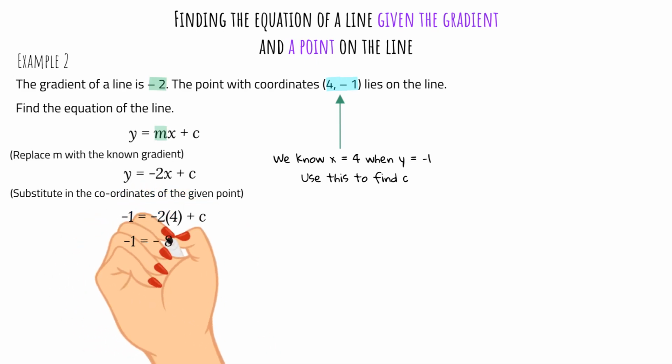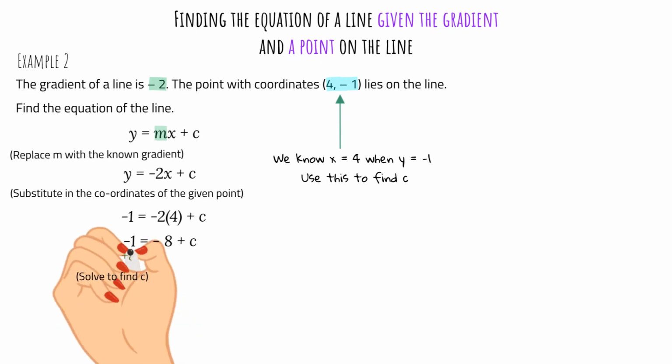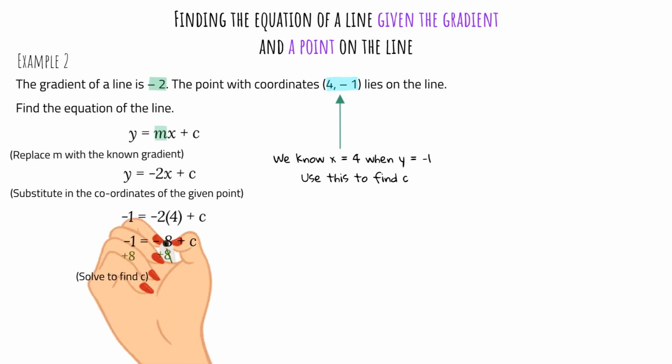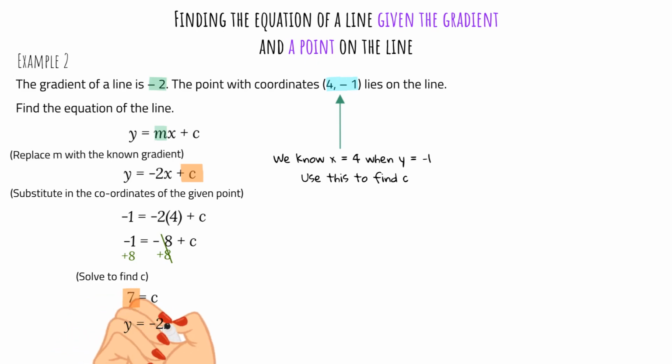We can simplify that a bit. Minus 1 is equal to minus 8 plus c. And now I'm going to solve to find c. I'm going to plus 8 to both sides to get c on its own on the right hand side. Minus 1 plus 8 becomes 7 on the left hand side. And now I've found my value of c, so I can just put that into my equation with my known gradient minus 2. And I end up with y equals minus 2x plus 7.